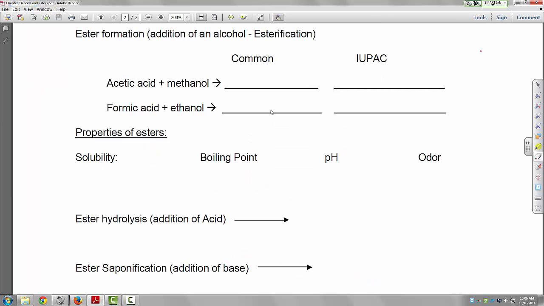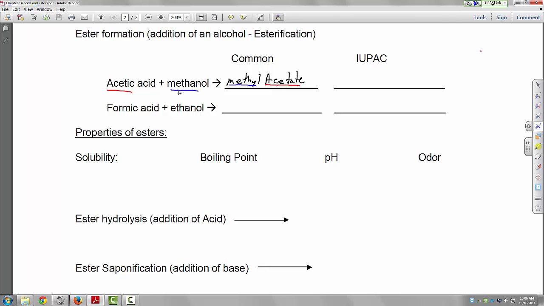Ester formation, addition of an alcohol, also known as esterification. So we're going to take an acid, say acetic acid, and an alcohol, methanol, and we get the common name would be methyl acetate. Actually, let me just underline. All right, the acetate comes obviously from acetic acid, and the methyl part comes from methanol.